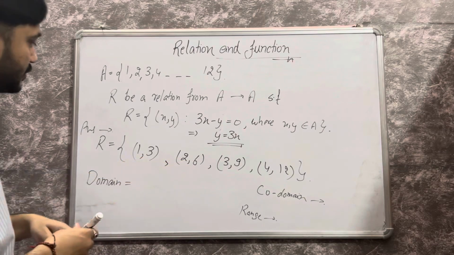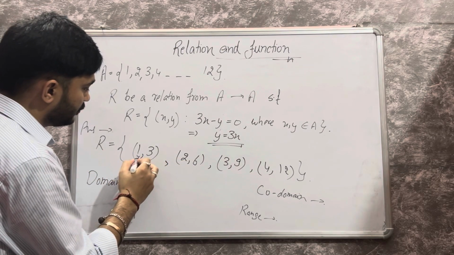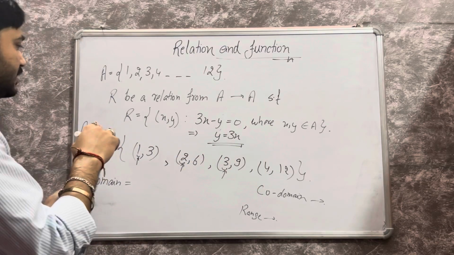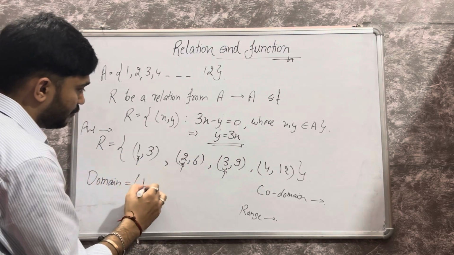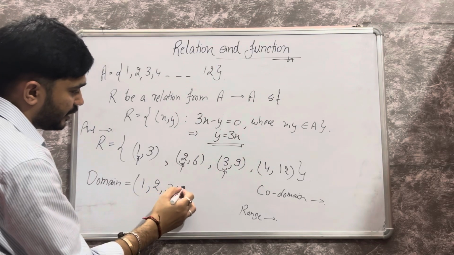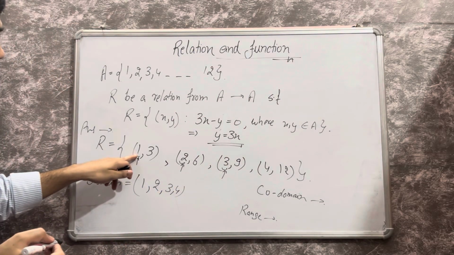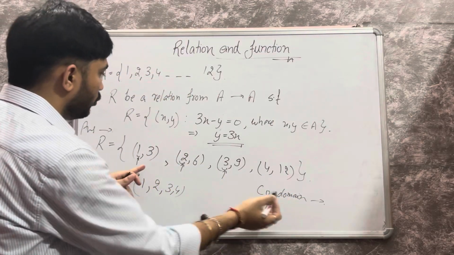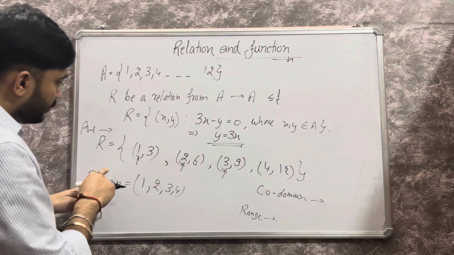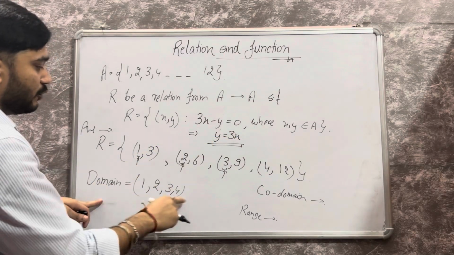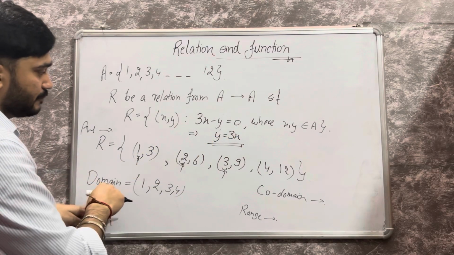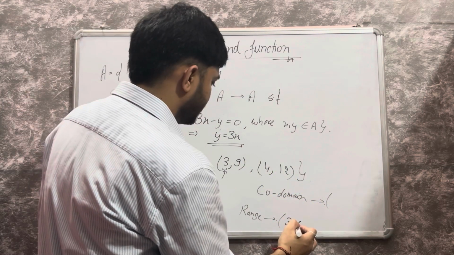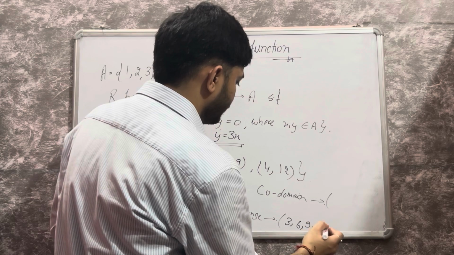What is the domain of this? Write the first elements of the elements in the relation, that are 1, 2, 3 and 4. You have to write the abscissa. The input value is always going to be the domain of the relation or function, and the output values are going to be the range of the function, that is 3, 6, 9 and 12.